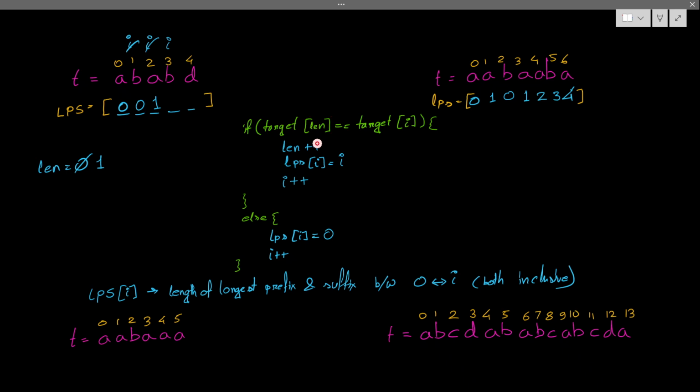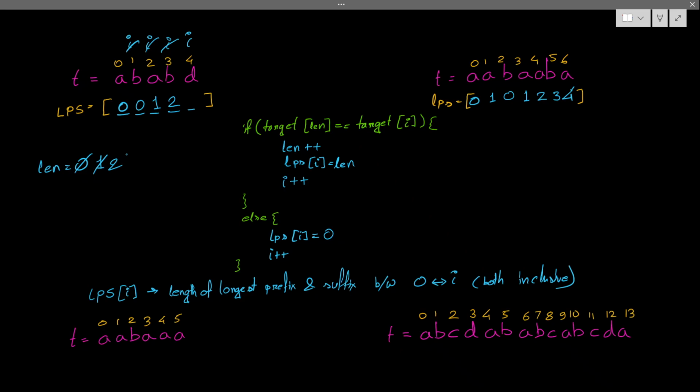Hope you got it. Right now I is currently on the third index, B. So I will check target of length, which is 1, is it equal to target of I? Yes, both are the same character. Length plus plus, it becomes 2, and length becomes 2. LPS of I becomes not I, here I made a mistake. It is not I, this becomes the length. So LPS of I becomes length, and I plus plus.